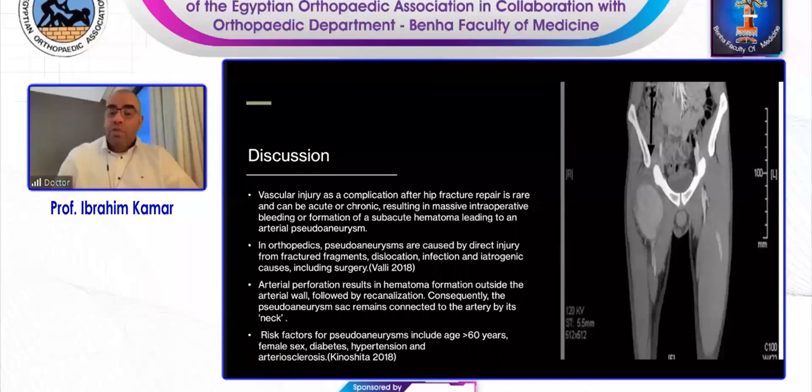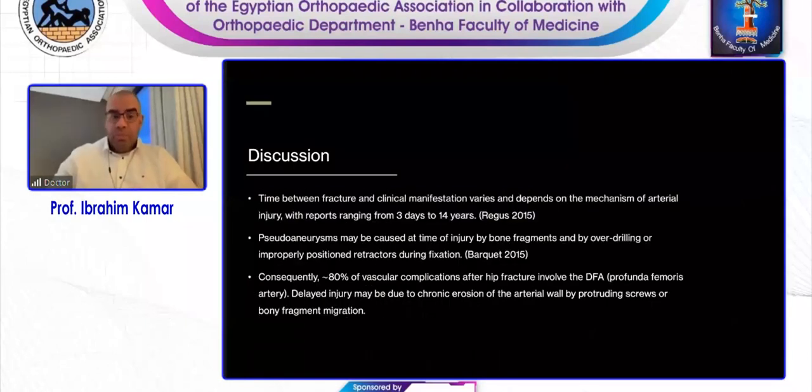Risk factors for pseudoaneurysm formation: age over 60, female sex, diabetes, hypertension, and arteriosclerosis, as per Kinoshita in 2018. The time between fracture and clinical manifestation varies and depends on the mechanism of arterial injury.